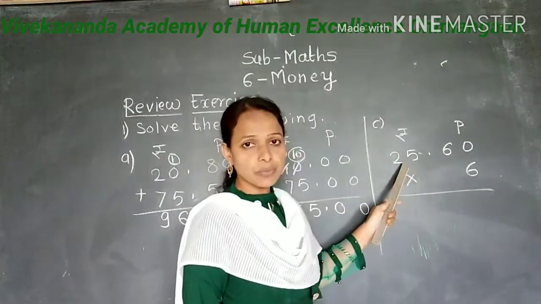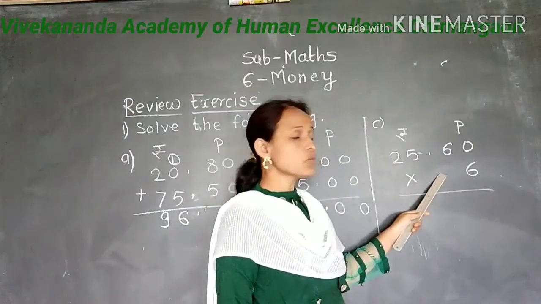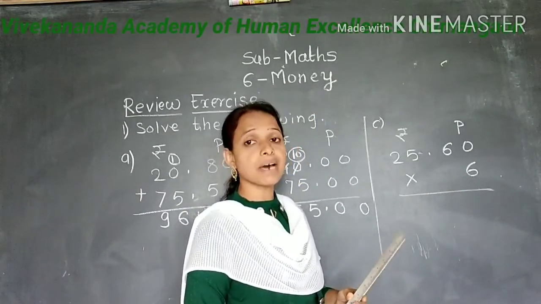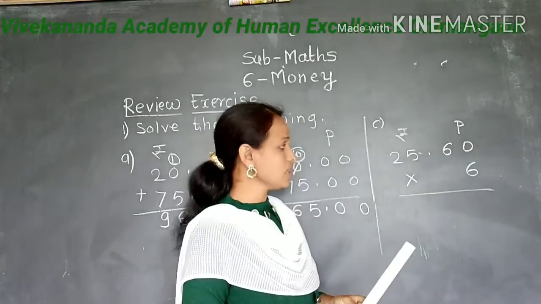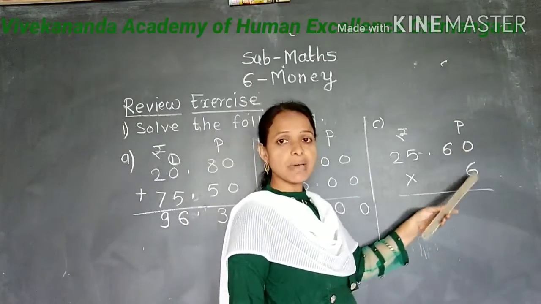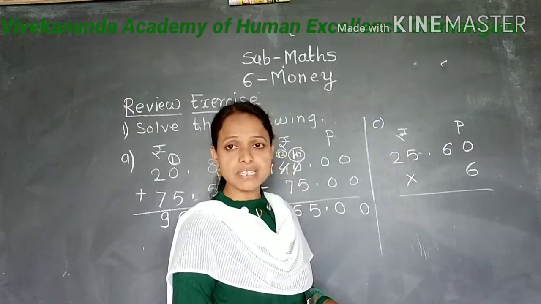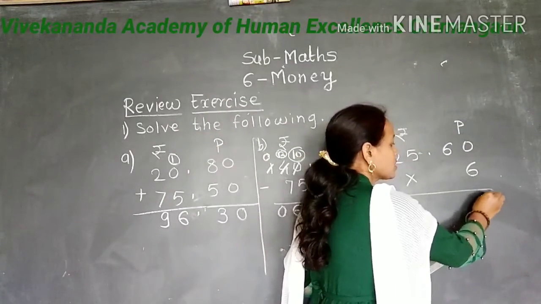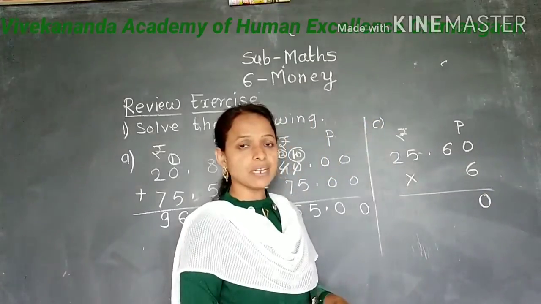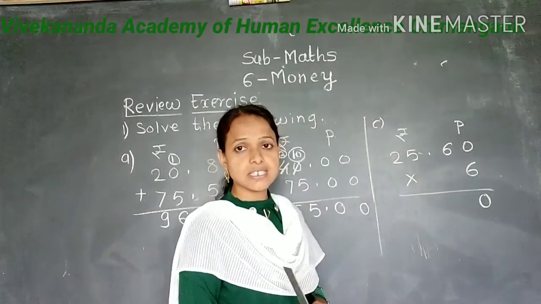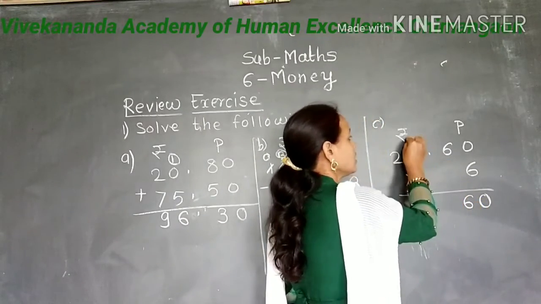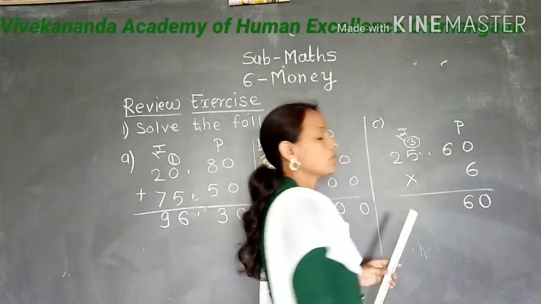Here 25 rupees 60 paise. We have to multiply by 6. So we have learned multiplication of money by a whole number. Okay. So first we multiply 0 by 6. So when we multiply 0 by any number, we get the answer 0. So right here 0. Then we multiply 6 by 6. 6 6s are 36. So right here 6 and we carry.